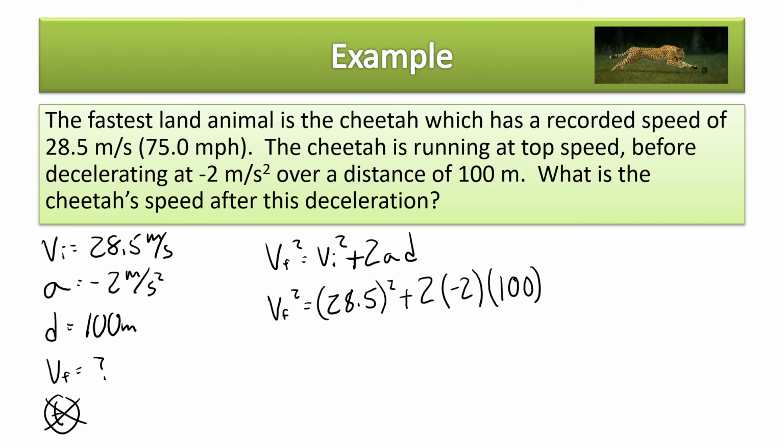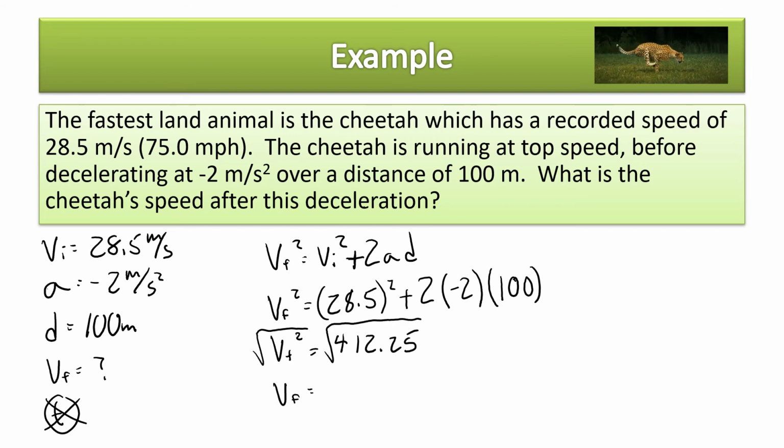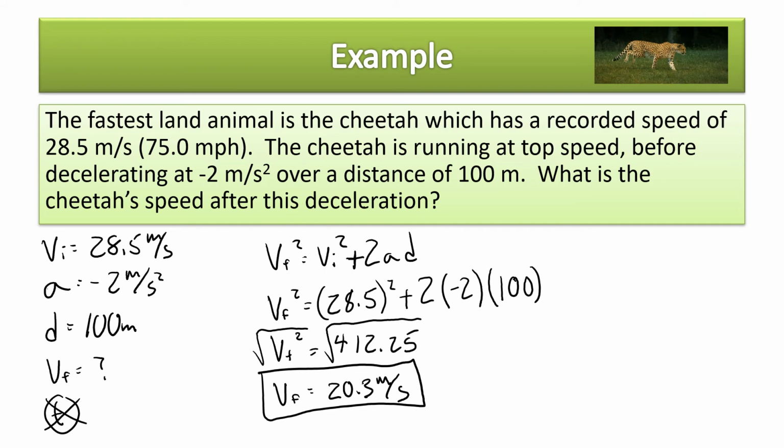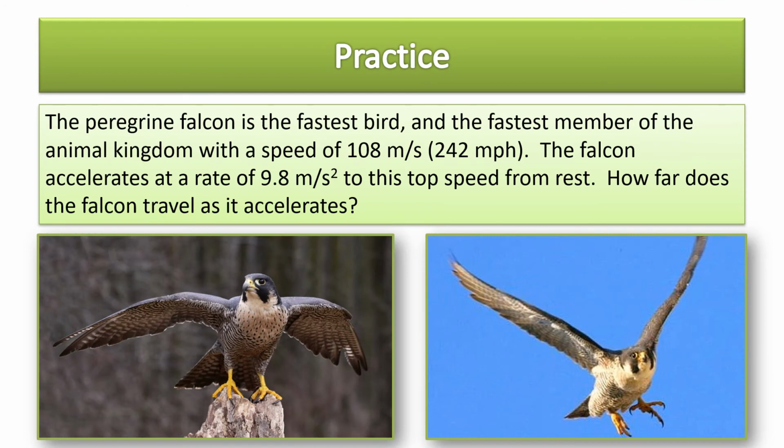So you do the math and you get VF squared is equal to 412.25, and then you realize that that can't possibly be the answer because that would be very fast and you're supposed to be slowing down. So you have to take the square root of both sides because it's VF squared and we just want VF, not VF squared. So you do the square root and you get about 20.3 meters per second, which is still very fast. I'm pretty sure that's greater than my top speed, even on a good day. Okay, so that's it.